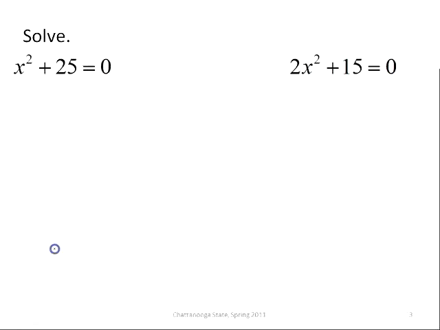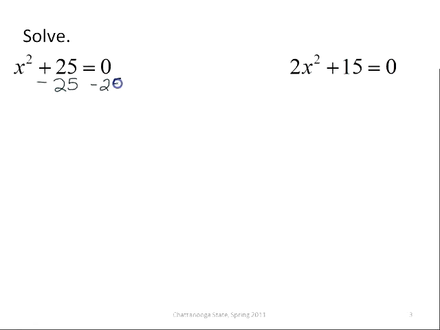So let's look at a couple of problems here. The first problem is a pretty simple one. x squared plus 25 equals 0. It's in standard form. We would want to solve this one by using our square root property. We want to use the square root property anytime we have the x squared term, but we don't have x to the first power. So the square root property tells us we need to get our x squared by itself.